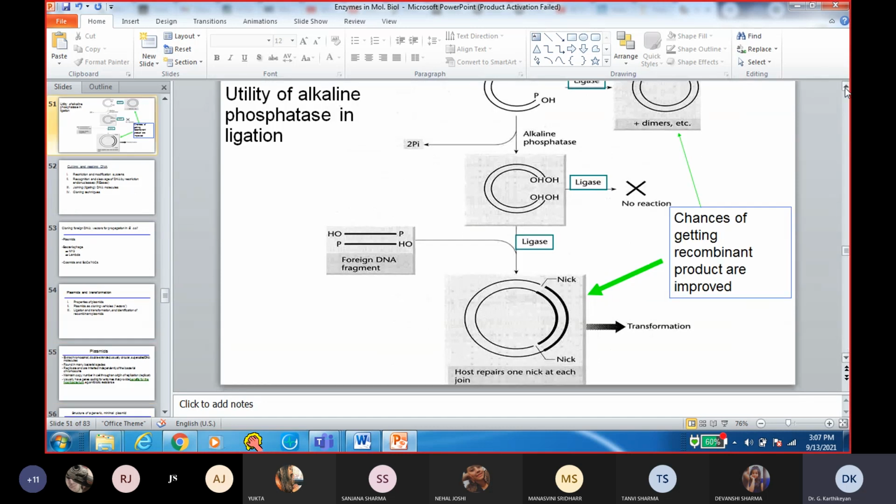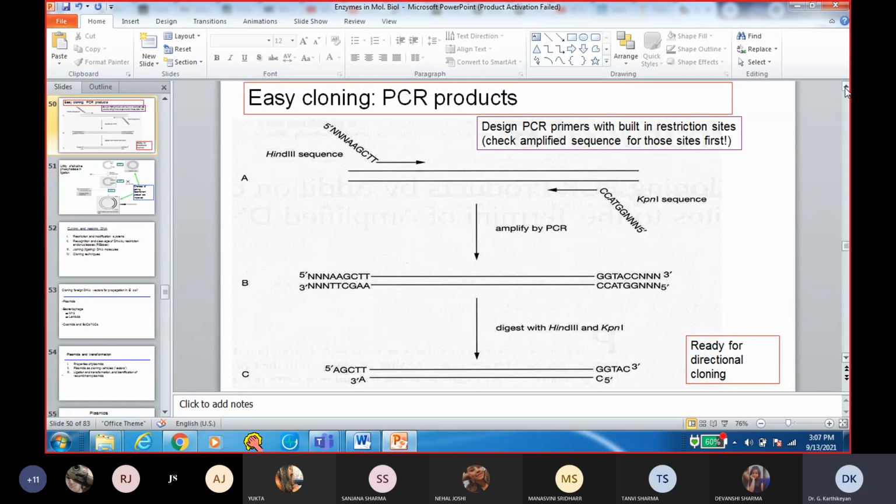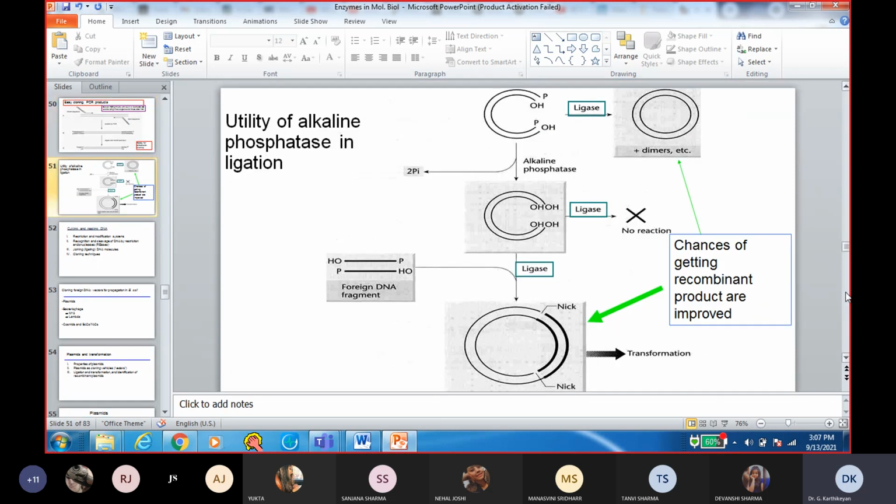As I said, the last thing is to treat with alkaline phosphatase. What does alkaline phosphatase do? When you do a restriction digestion, this is typically what happens: you have a phosphate at the 5' end and a hydroxyl at the 3' end. When you add ligase, the vector can go back on itself. This phosphate and this hydroxyl in the vector can ligate back. Similarly, this hydroxyl and this phosphate can ligate back.